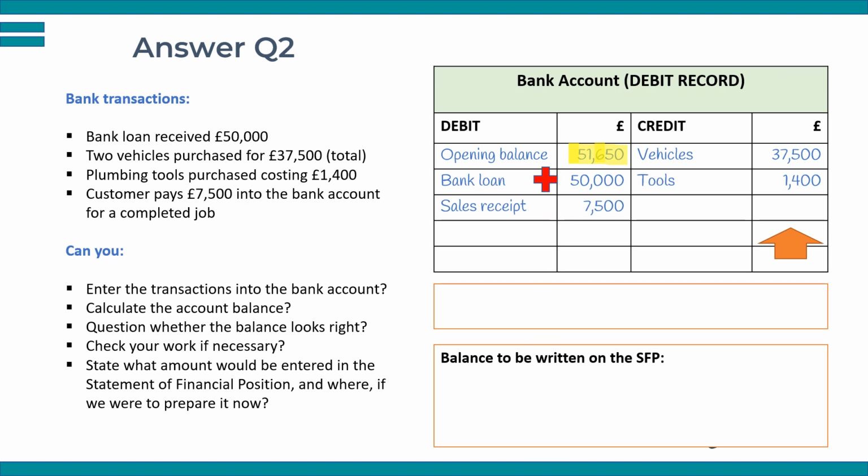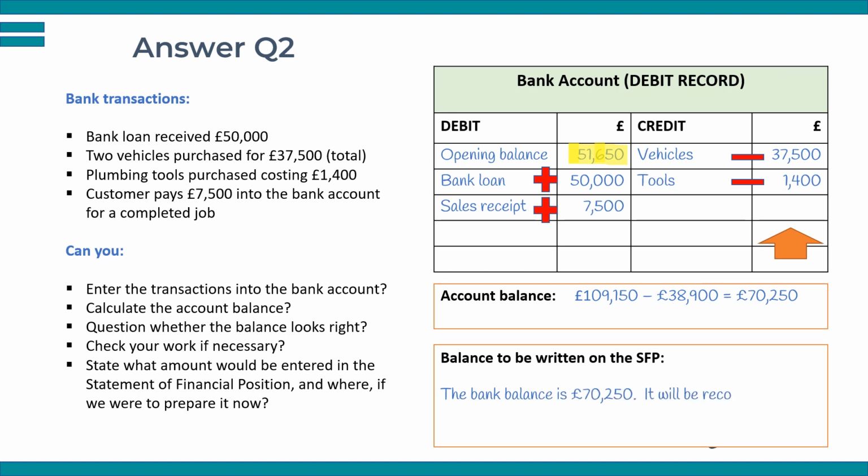To calculate the balance, we total the debit entries and deduct the total of the credit entries. The amount held in the bank is calculated as £70,250. Did you remember to check that this figure looks reasonable? It will be recorded in the Assets section of the Statement of Financial Position.